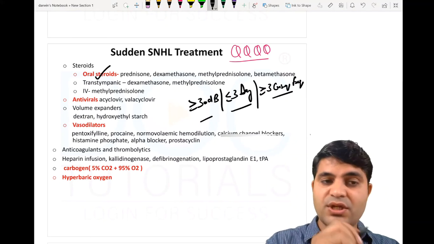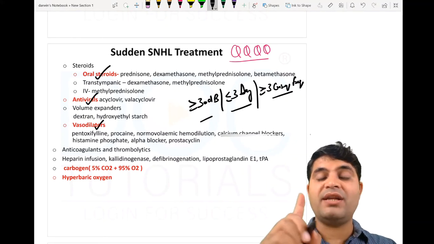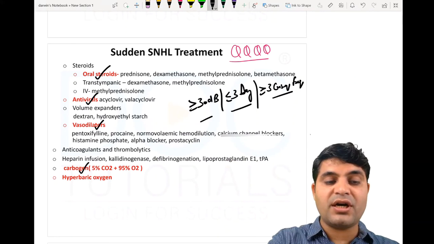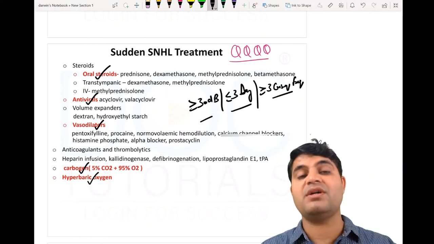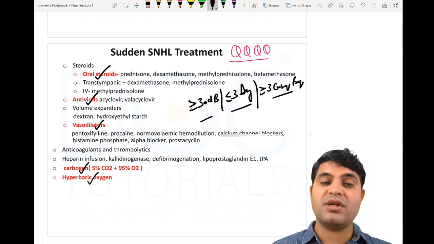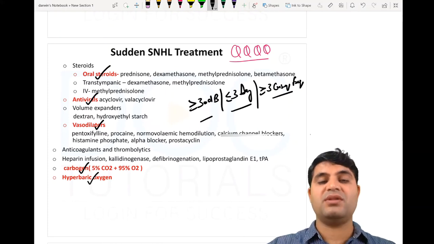Treatment is obviously steroids, antivirals, vasodilators. And how do you give vasodilators? You apply a transdermal patch of glyceryl trinitrate, carbogen, hyperbaric oxygen, which you also give in mucormycosis sometimes, hyperbaric oxygen under clinical trials. So this is treatment. So please spend some time reading this slide also. I expect this question also.